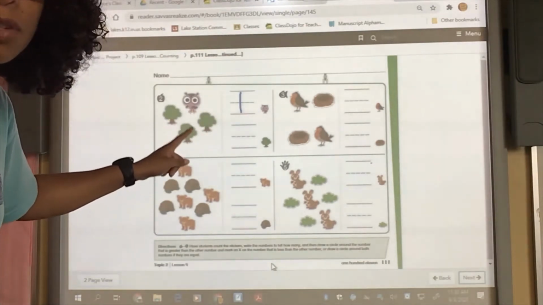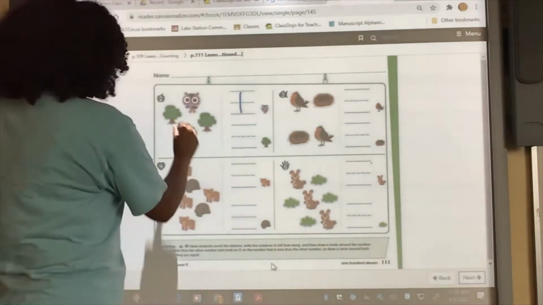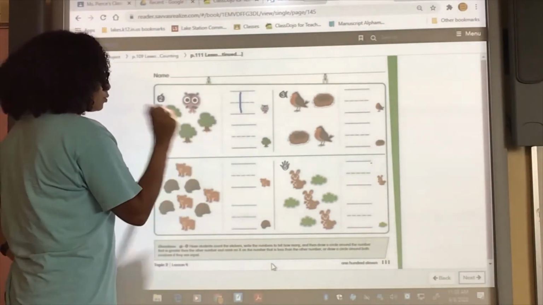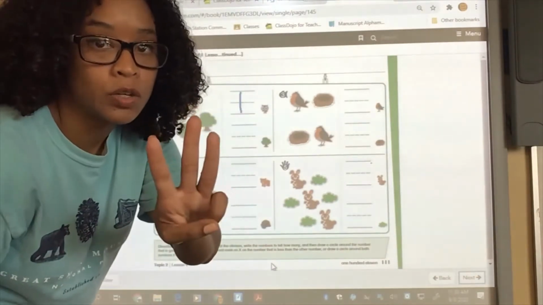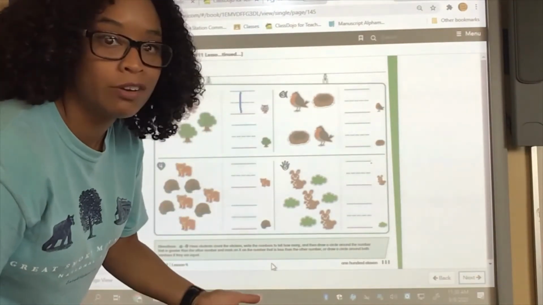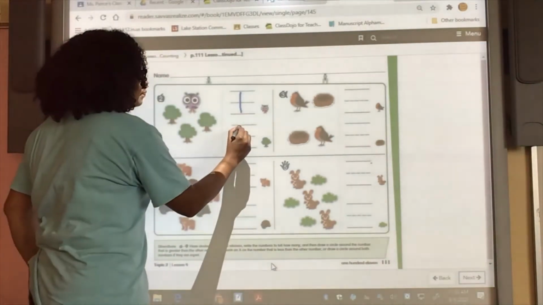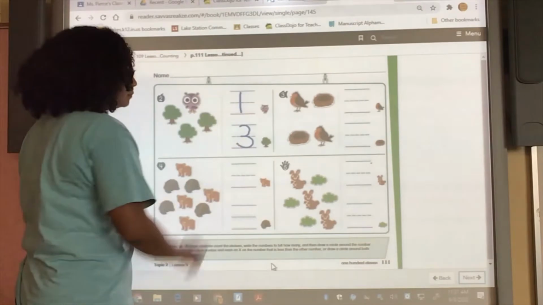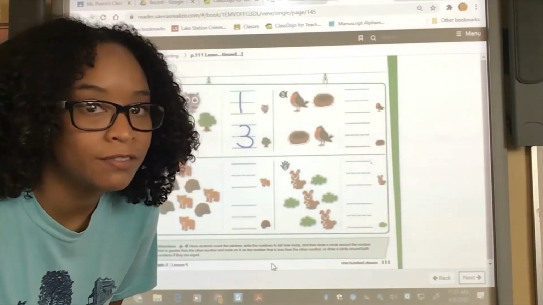Now we need to count the trees. Can you help me count the trees? Here we go. 1, 2, 3. How many trees? There are 3 trees. So how would I show that there are 3 trees? I would write the number 3. Around and around. Now let's compare. Let's see how those are different.